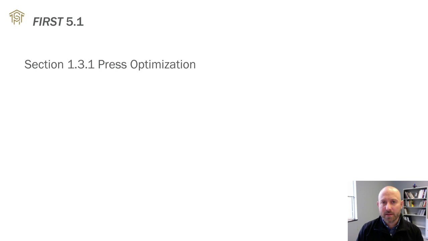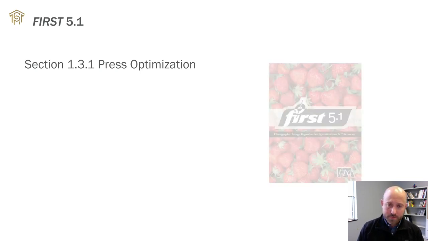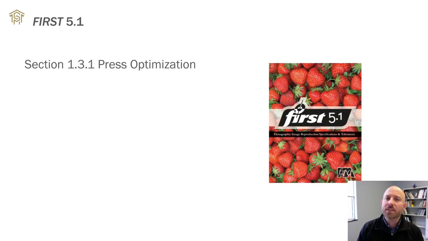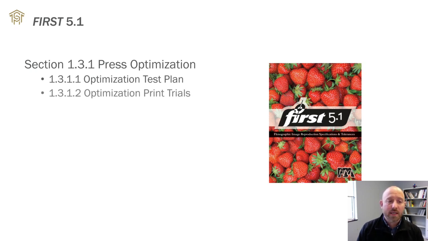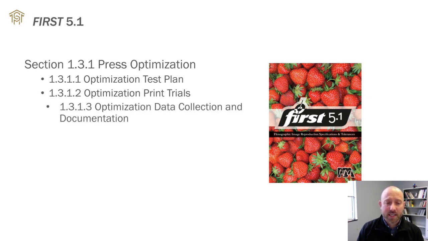When we look in the first book, section 1.3.1, press optimization, it shares a guide on what we should be doing. It demonstrates an optimization test plan. It talks about print trials. It talks about the optimization of data collection and documentation and whatnot. Essentially, what I'm going to do here is give you an overview of this concept, but this is also detailed in the book. Man, it sounds like I'm selling this book, isn't it?